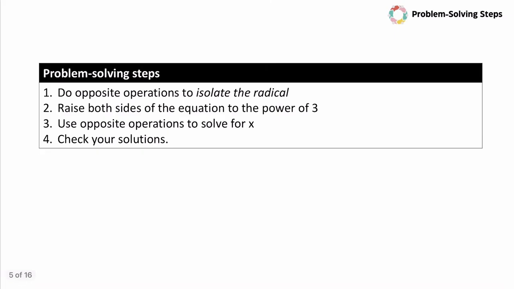So here are our problem solving steps. You're going to do opposite operations first to isolate the radical. Then you're going to raise both sides of the equation to the power of 3, and then you're going to use opposite operations to solve for x. Then you're going to plug this value back into the equation and make sure to check your solutions.